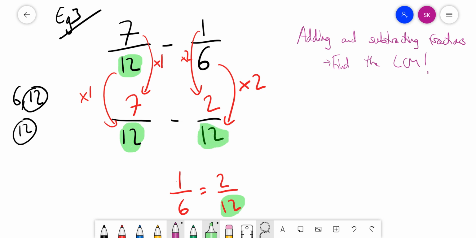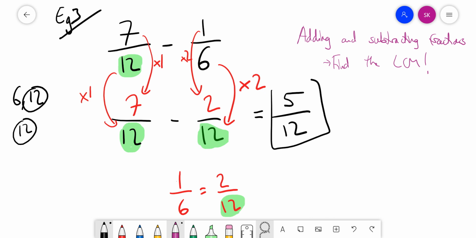Adding and subtracting fractions, find the LCM. It's all about finding the lowest common multiple. Now I can do 7 minus 2 is 5, and 12 stays as it is. And the answer is 5 over 12. Pause the video, make any notes that you need to, and press play when you're ready to do one more example.